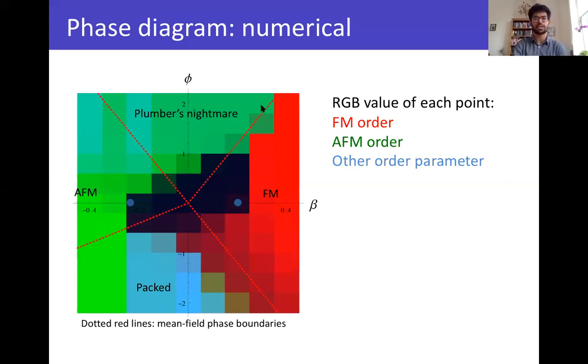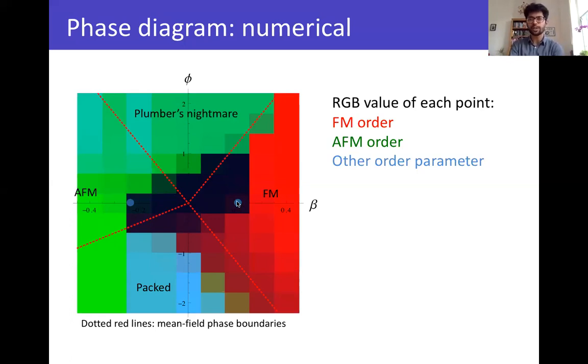And I've also drawn the dotted lines for the mean field phase boundaries. You can see that in some phases it follows the mean field boundary quite well. In other parts it doesn't really follow it very well. But topologically it's the same as the mean field phase diagram. The black phase here is the disordered phase, okay? Here all the order parameters are zero, okay?